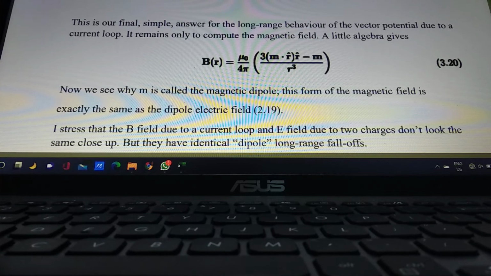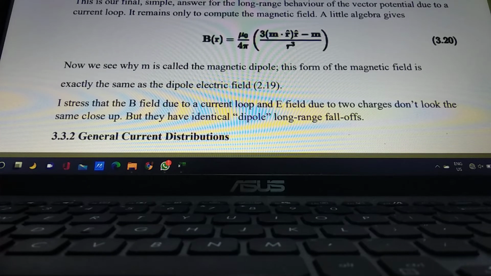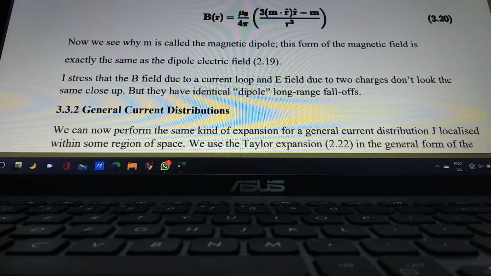of the vector potential due to a current loop. It remains only to compute the magnetic field. A little algebra gives B(r) equal to μ0 over 4π times (3(m·r̂)r̂ minus m) all over r cubed.